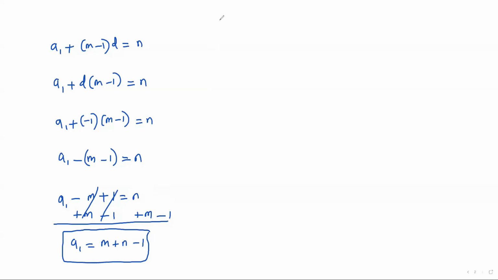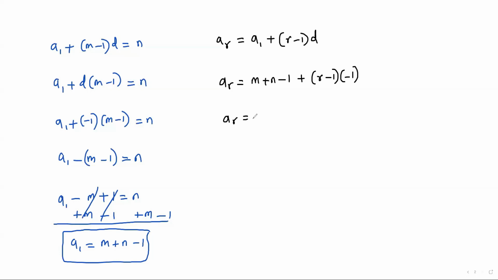Okay, our target is to find the rth term. So already I have given you the formula for the nth term, but using the formula of the nth term, we can write the formula for the rth term, that is ar is equal to the first term a1 plus. Here we have r, so we have to subtract 1 from r, then I get r minus 1 times d. So ar equals, now for a1, we can plug in m plus n minus 1 plus r minus 1 times the value of d, which is negative 1. So ar equals m plus n minus 1.